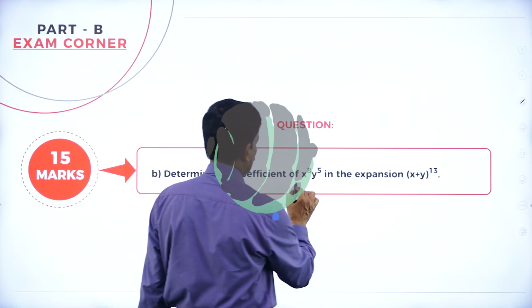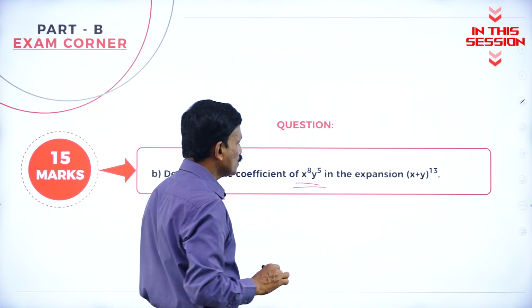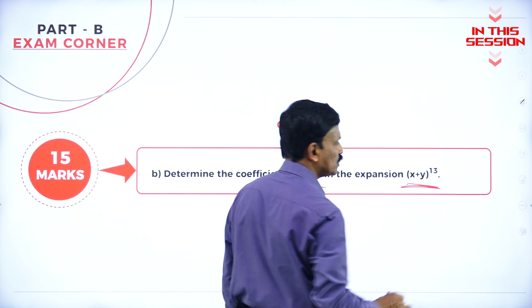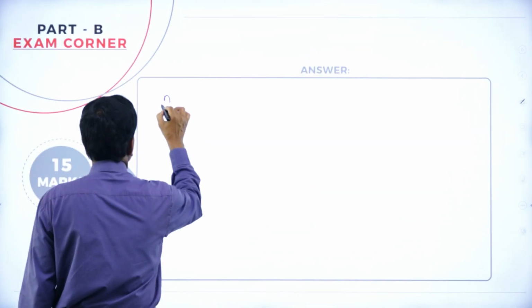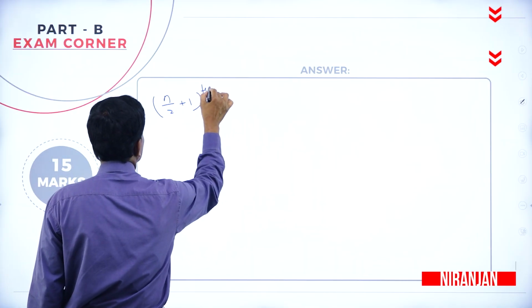What is required is to find the coefficient of x to the power of 8 y raised to 5 in the expansion of (x plus y) to the power of 13. The (n by 2 plus 1)th term is the middle term.